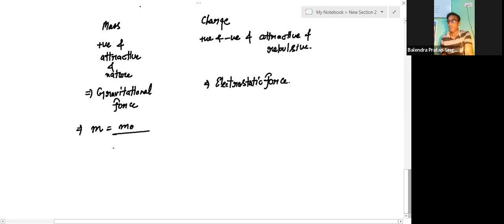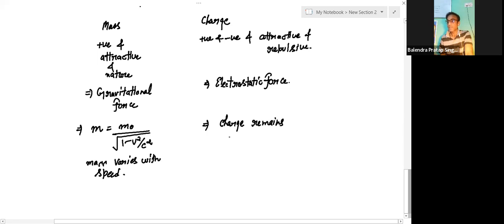M naught divided by the square root of 1 minus v square by c square, which means mass varies with speed. Okay, mass varies with speed, while charge is an invariant with speed. Okay, charge remains invariant with speed. So these are the basic differences between mass and charge.